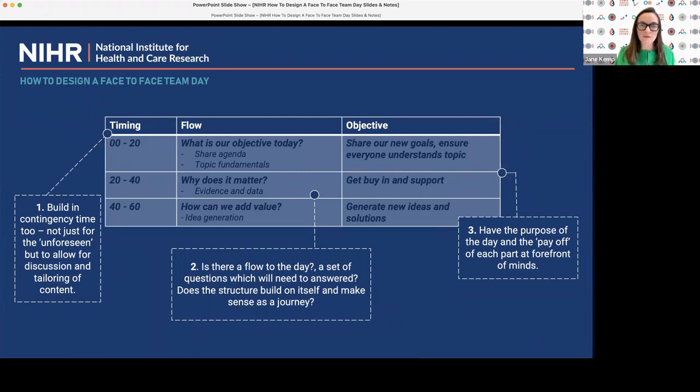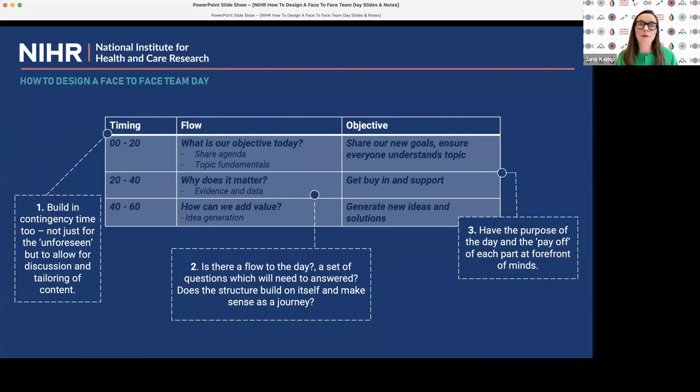So what are the timings? What's the flow? What's going to happen? What's the objective of each of these different sections? The objective is really important because we can go through each of these different exercises, each of these different sections and say, is it meeting my overall objective? If it is, keep it in. If it's not, can we get rid of it? What else could we do instead?